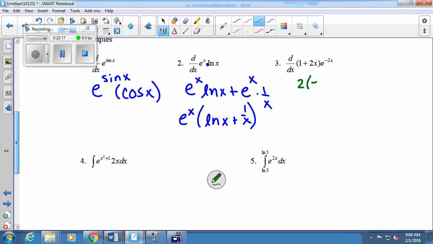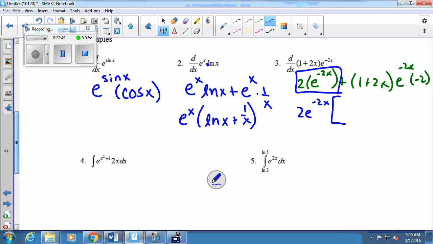Times plus the first times the derivative of the second. Well, what's the derivative of e to the negative 2x times negative 2? Okay, how could I simplify this sum? What could I factor out? And a 2? Okay, what is in this spot if I've pulled it out?